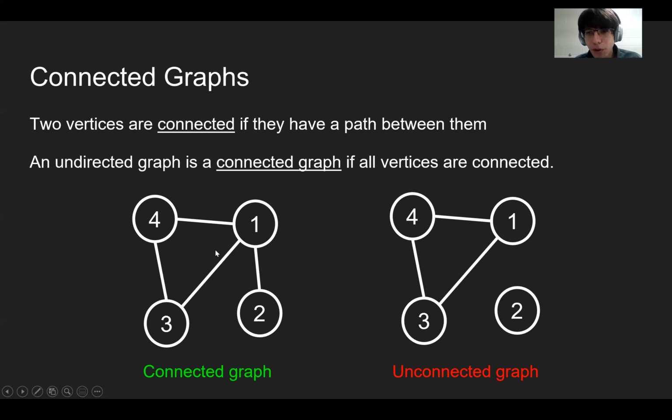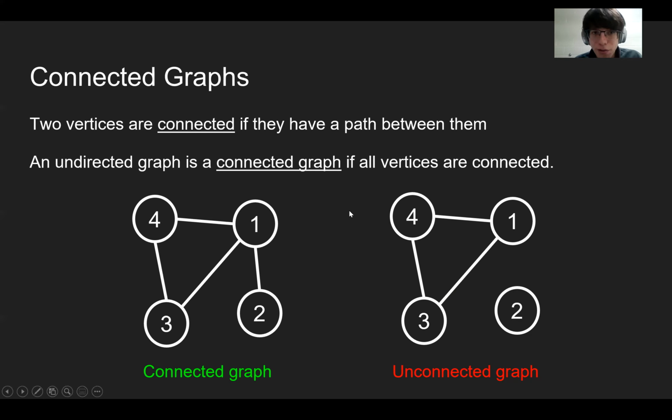If I want to go from 2 to 4, I can go from 2 to 1 and then 1 to 4. So there's a way to get from 2 to 4. If I want to get from 1 to 3, I can just go 1 to 3. So for any two vertices, there's a way to get between them. It's kind of clear to see: if it's all just one component, and there's not one group completely separated from another group, then it's connected. But if there is one completely separated from the others, then it's not connected. So in the second case, clearly 2 is not connected because you can't get from 2 to 1, 4, or 3.